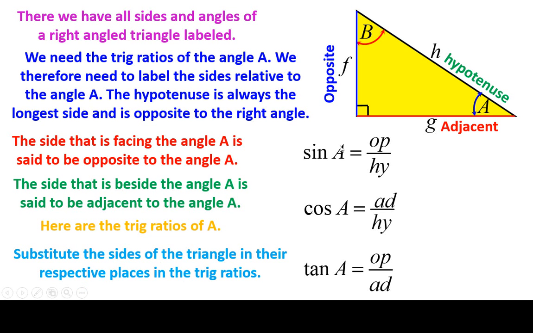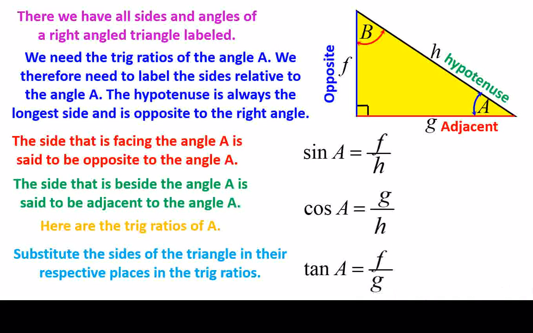So let's go. For sine of A, the side must be opposite to A over the hypotenuse. For the cosine of A, the side must be adjacent to A over the hypotenuse, and we have those labeled already. And for tangent, the side opposite to A over the side adjacent to A. And there we have all three trig ratios of A.